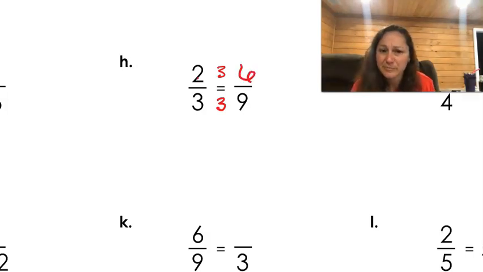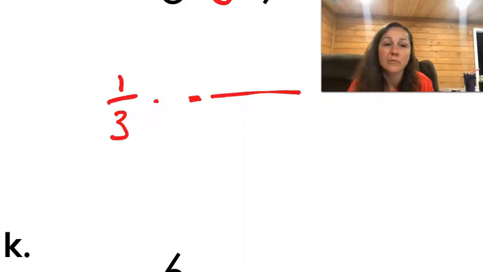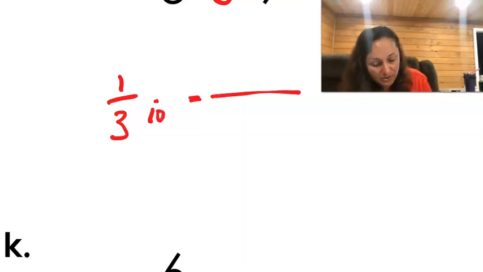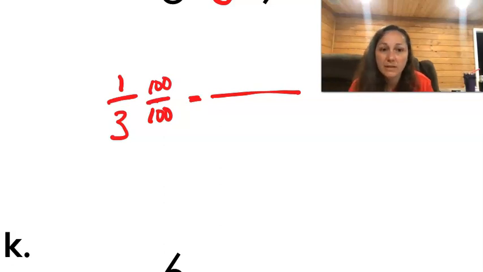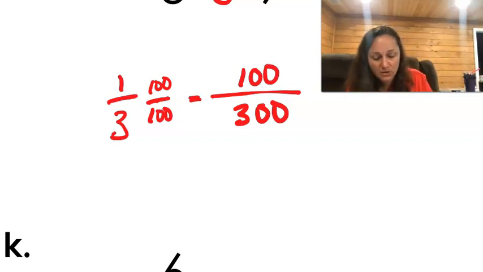An equivalent fraction. Now, looking at this, I could pick any number I want. So if I said 1 third, and I said to you, hey, shout out some numbers for me. And you would say to me, Mrs. Jones, I'm going to say 100, because everybody likes to go big. So what I do to the bottom, I do to the top, because 100 over 100 is 1. So 3 times 100 is 300. And 1 times 100 is 100. That's an equivalent fraction.